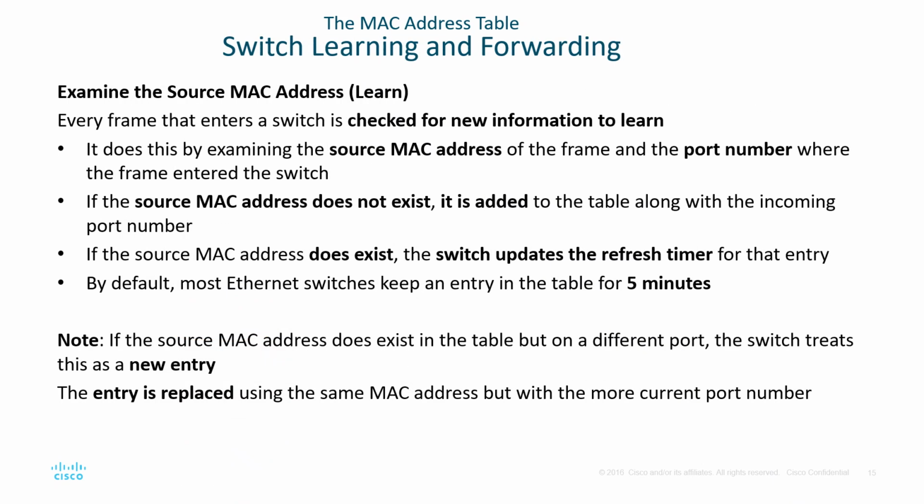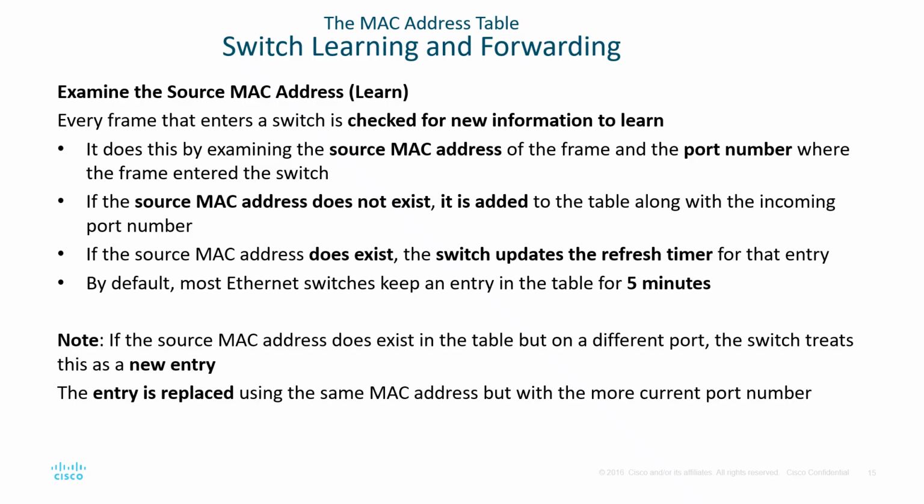So how do switches learn and forward? Your switches examine source MAC addresses only to create this table. Every frame that enters a switch is checked for new information to learn. It does this by examining the source MAC address of the frame and the port number where the frame entered the switch. If the source address does not exist, it is added to the table along with the incoming port number. This is the only parameter your switches use to build those tables.